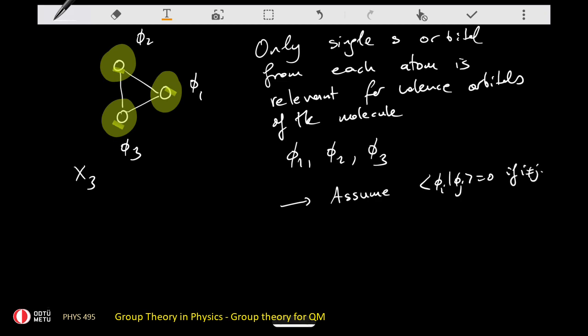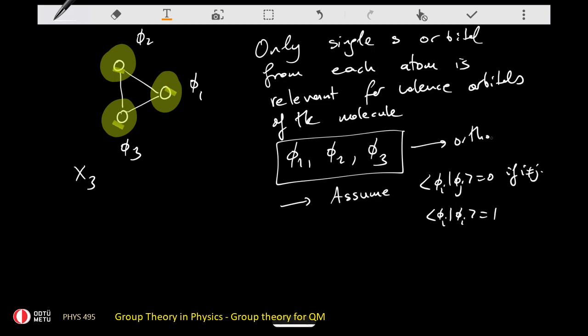Do I need to assume that? No, it's not necessary, but it just makes the problem a little bit less complicated mathematically. I'm also going to assume that they are normalized. Therefore, phi 1, phi 2, phi 3 is an orthonormal set. It's not an orthonormal basis, of course, just a set of orthonormal functions, because there are other functions as well in this infinite dimensional Hilbert space of wave functions for electrons.